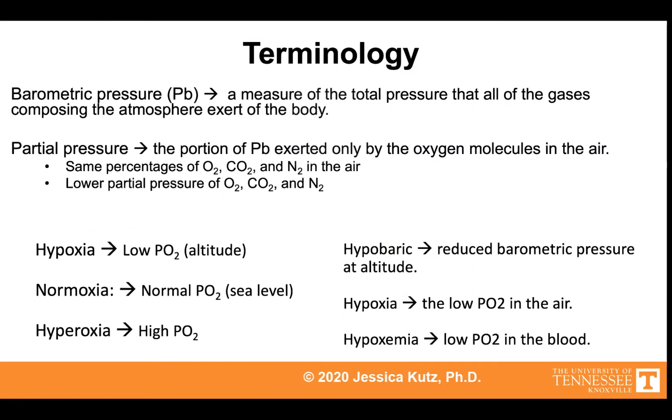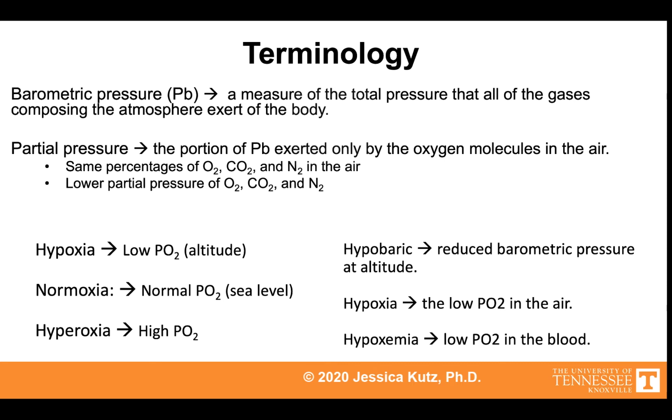So the first thing to cover is a bit of terminology. The first piece of terminology we need to consider is the barometric pressure, which is abbreviated with a large P and a small b. This is the measure of the total pressure that all the gases composing the atmosphere exert on the body. Importantly, if you think about a jug with the molecules that make up the air, so you have your oxygen, your nitrogen, and your carbon dioxide, all those molecules are bouncing off of each other. So they're putting some sort of pressure on whatever else is inside that jug.